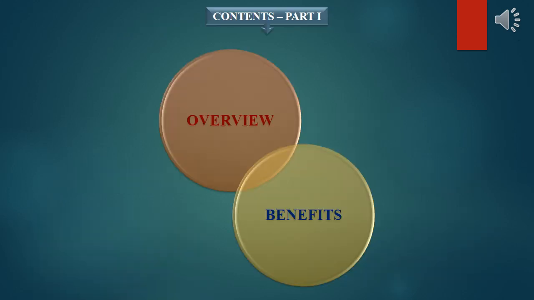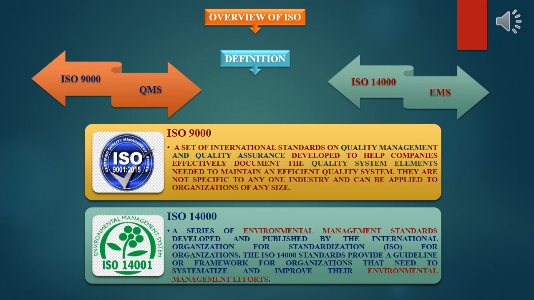In the contents of ISO part 1 we are going to discuss the overview and benefits of both the 9000 and 14000 series. Overview of ISO and benefits of ISO. Let's see what is the overview of ISO. In the overview, we are going to discuss the definition of ISO 9000 and 14000, then the various standards under each guideline, and then the history of both ISO 9000 and 14000.